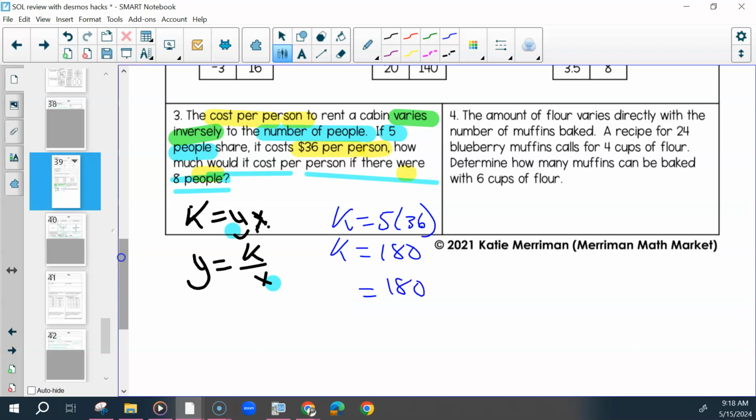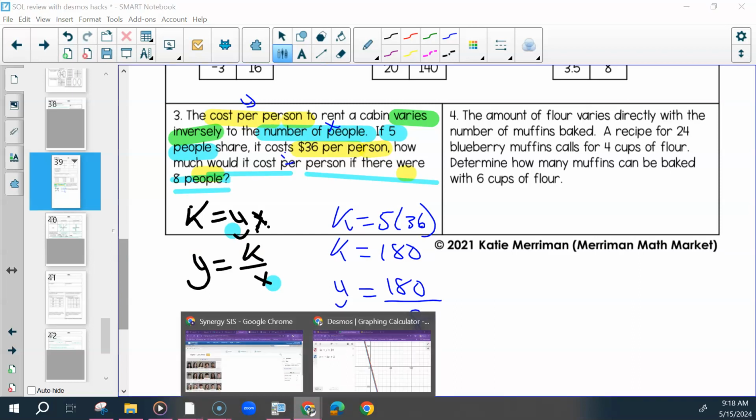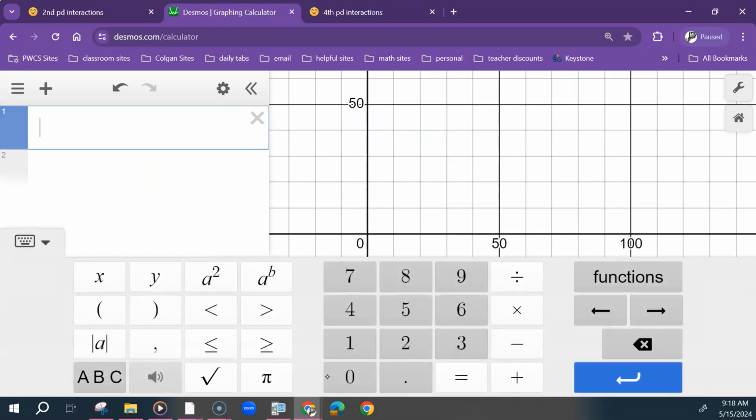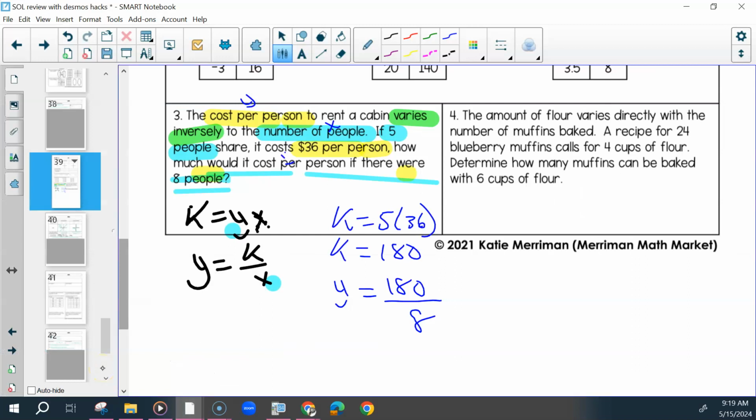So in this case, whatever comes first is always y, whatever comes second is always x. So we have cost per person. Sorry, in the second part. We don't know the cost per person, so that would stay y. But we know the number of people, and we could just divide that. And then $22.50 would be the cost per person. So I'll write that, and then I'll show you how you could just do that in Desmos also.